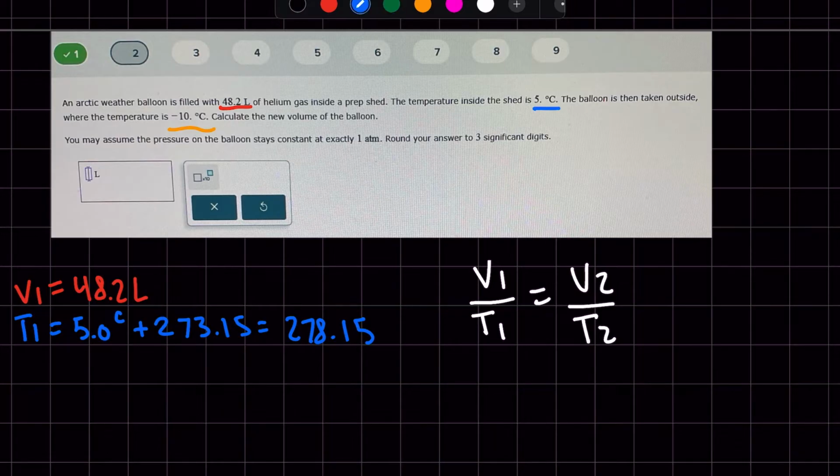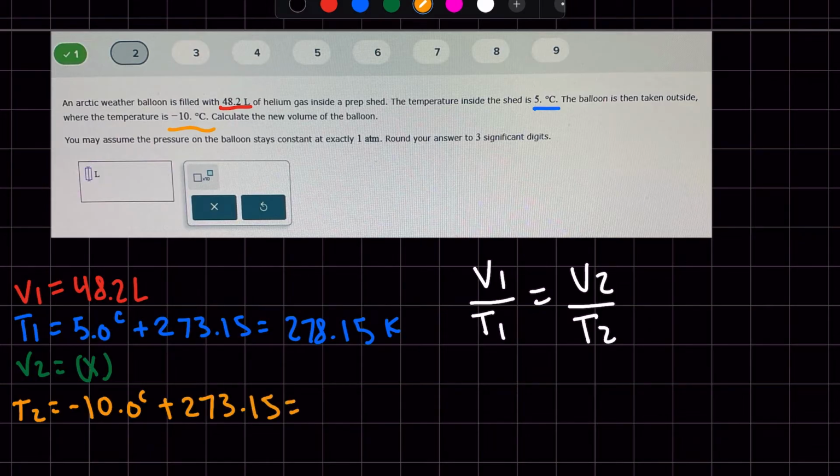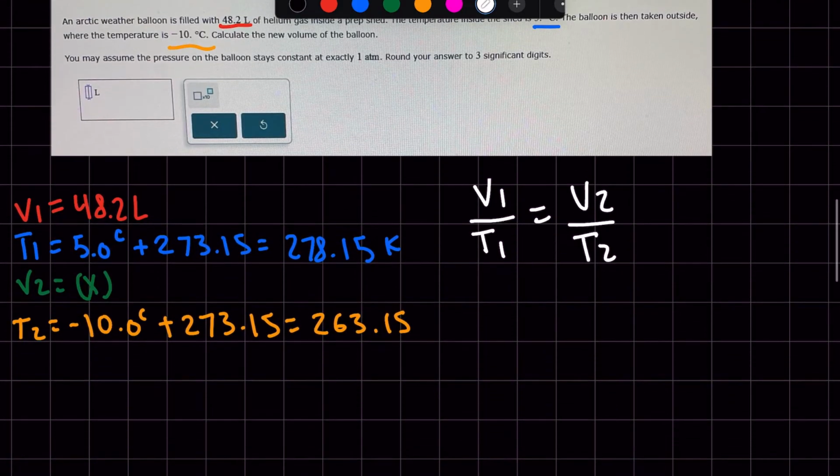Then we have our V2, which we don't actually know yet, so we can just leave that as X. And then we have our T2, which is negative 10 degrees Celsius. And like I said, we can't actually use Celsius, so we'll just add the 273.15, and that'll give us 263.15. So these are all of our variables. We are solving for V2 here.